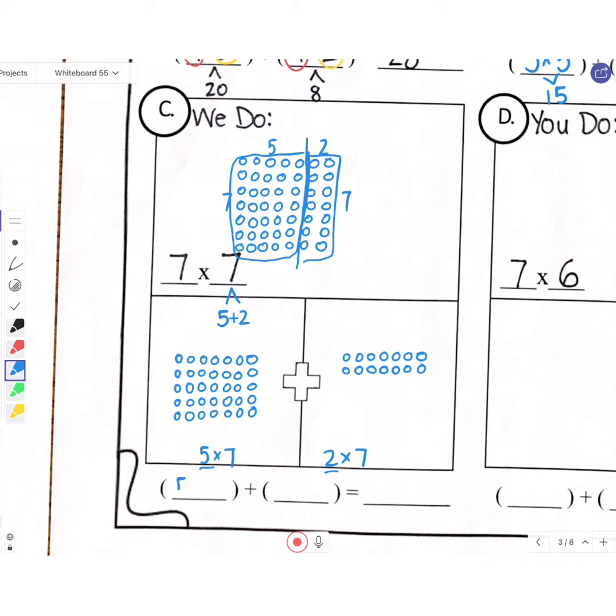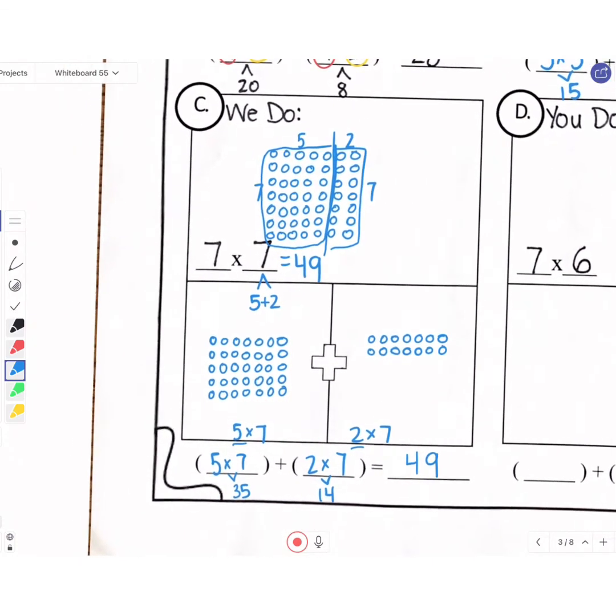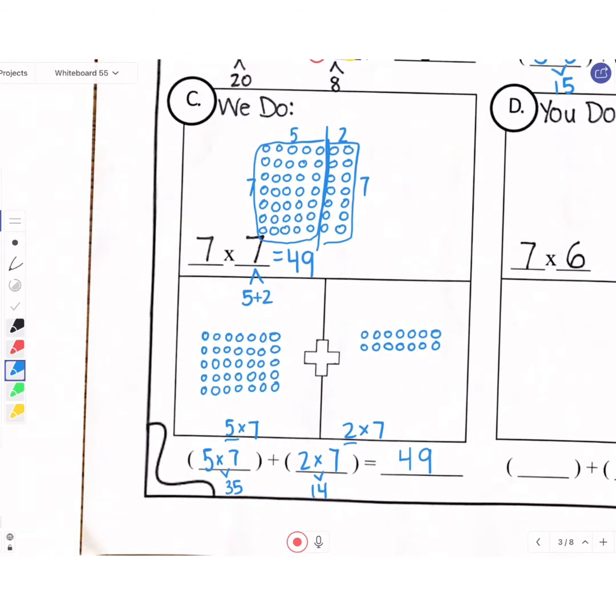So down here I have 5 times 7, which equals 35, and 2 times 7, which equals 14, and 35 plus 14 is 49, so 7 times 7 equals 49. Okay, I'm going to leave this here. Go ahead and pause if you need to take a moment to copy this down.